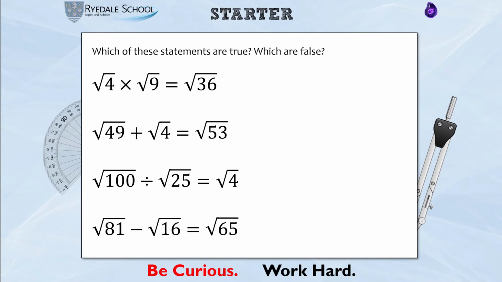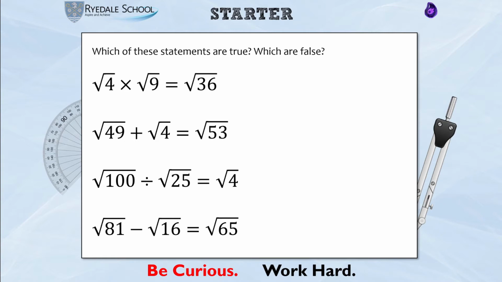So which of these statements are true? Which of them are false? There are 2 that are true. There are 2 that are false. And you can do all of this maths because I've picked some square roots in the most part that you know the answers to. Let's look at the first one.